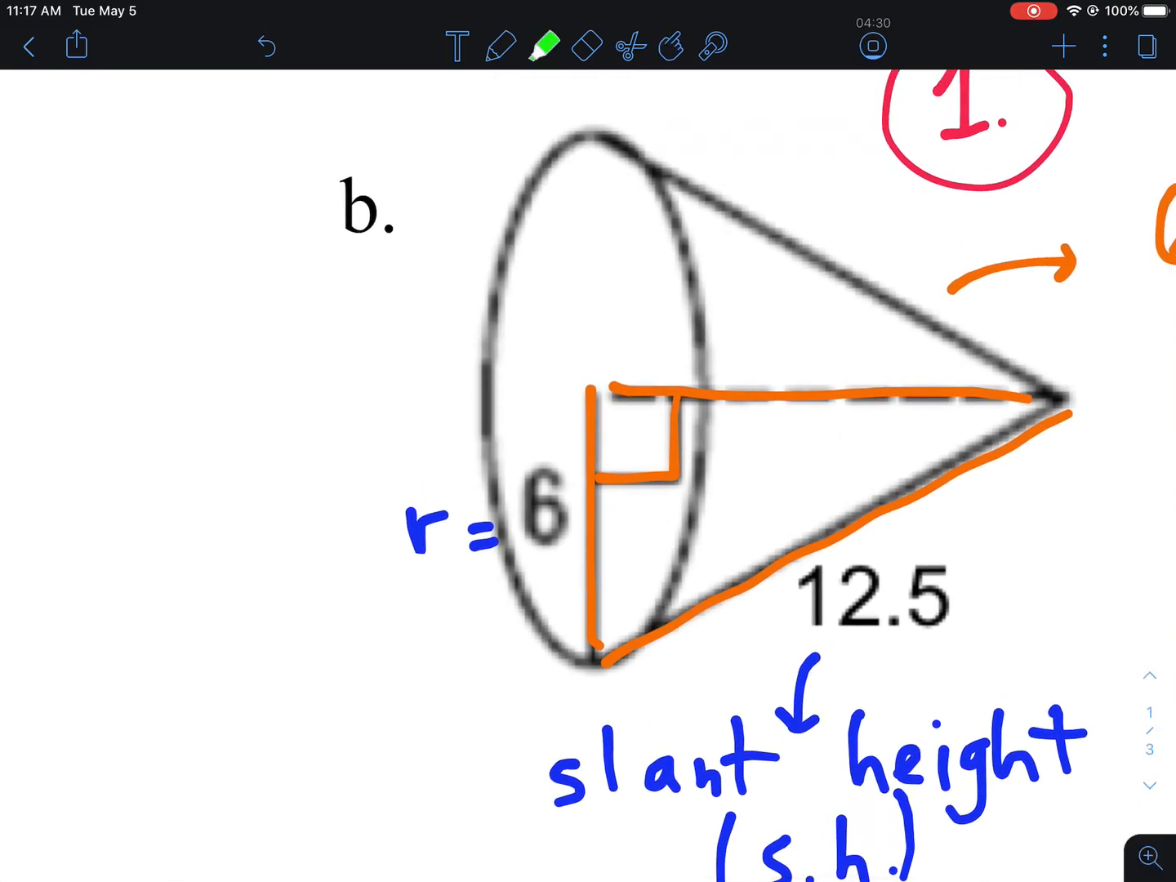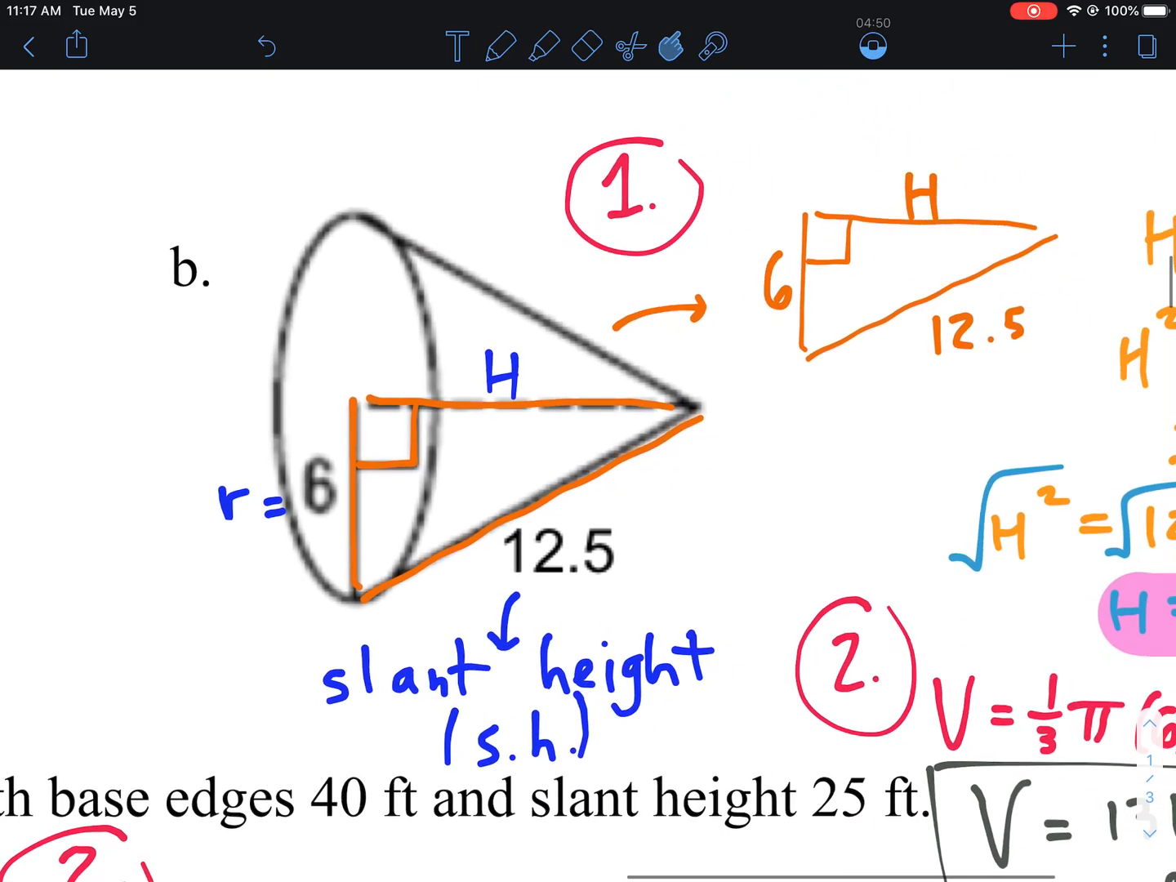So in the warm-up, I gave you the whole distance across a pyramid. That would almost be like a diameter. But in this case, they gave you the radius, and they gave you the slant height. So really all we need to do is the Pythagorean theorem first to figure out what this length I just highlighted is. We want to find the height.